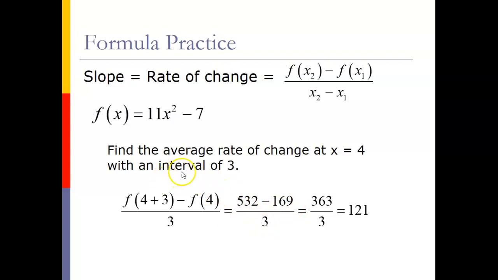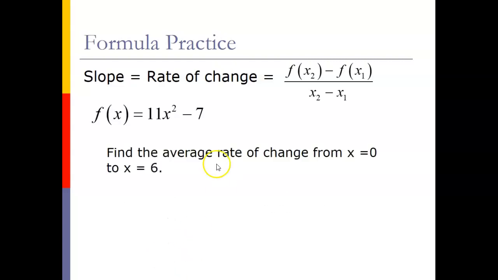Please notice, when you're playing with the intervals, your denominator is automatically that interval, because the change of x's is the interval. Interval is the change of x's, so I automatically have in the denominator my 3. Just crunch it all out, divide, and I get 121 for my slope, for my rate of change.